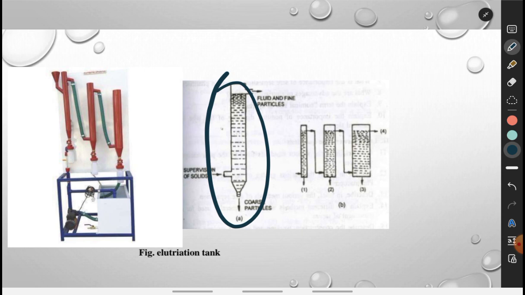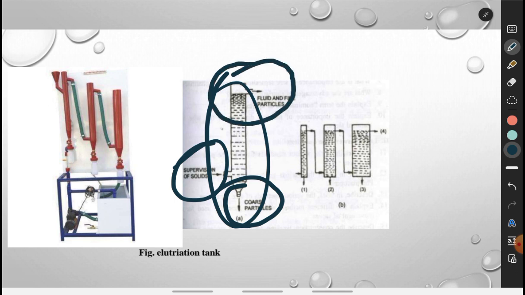For the suspension, here you can see the inlet is provided at the bottom, and an outlet at the base for the coarse particles. And there is also an overflow at the top for the fluid. So if there is an overflow, the overflow outlet is also provided here.